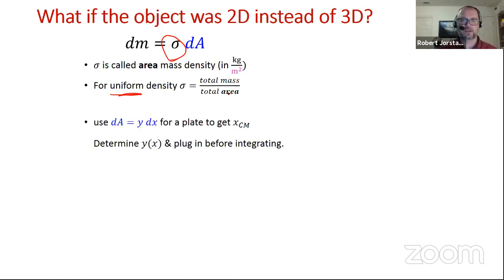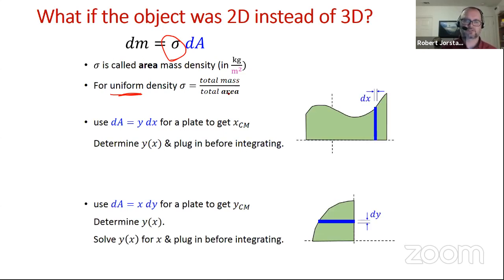So if you had a plate, oh, I lost my pictures there. Let's just put it all up. Sorry about that. So if we look at this, here's an example. Here's a function. Let's say y is some function of x. To get the x center of mass, we're going to slice it vertically so that you get a dx involved. If you get a dx involved in your integral, you'll get an x center of mass.